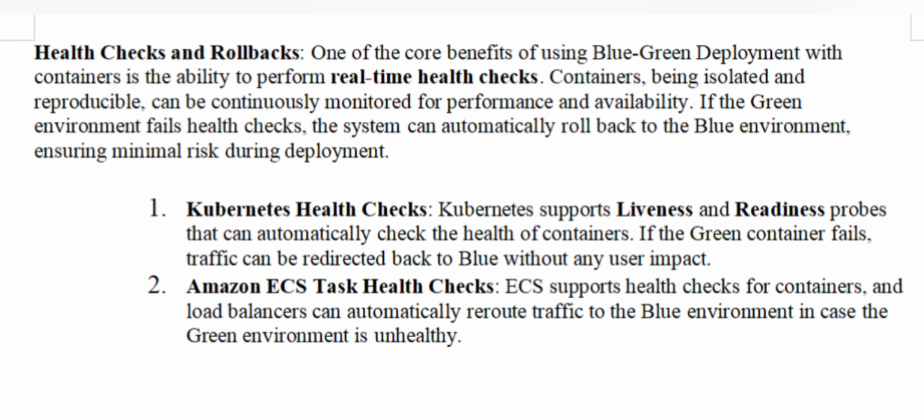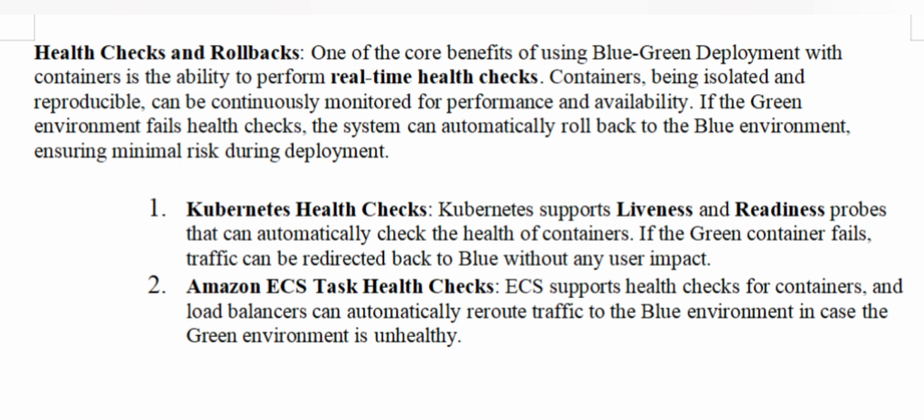For health checks and rollbacks, one of the core benefits of using blue and green deployment with containers is the ability to perform real-time health checks. Containers, being isolated and reproducible, can be continuously monitored for performance and availability. If the green environment fails health checks, the system can automatically roll back to the blue environment with minimal risk during a deployment. First is Kubernetes health checks. Kubernetes supports liveness and readiness probes that can automatically check the health of containers. If the green container fails, traffic can be redirected back to blue without any user impact.